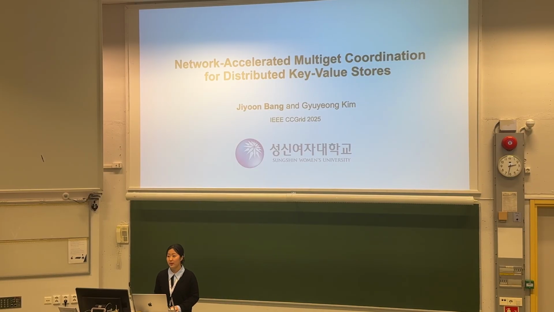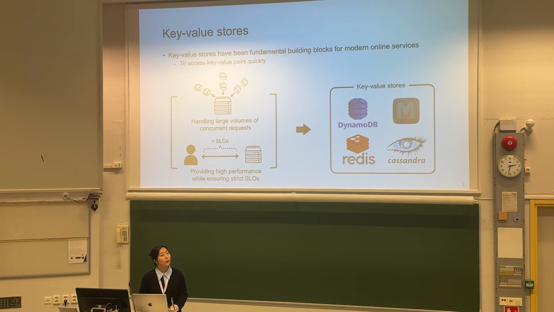Distributed key-value stores. This paper proposes NetMC, a novel multi-get coordination architecture that leverages programmable switches. Modern online services need to handle a large number of concurrent requests while meeting strict service level objectives. For example, to render a single web page, a client may need to fetch many data objects from a key-value store. Key-value stores like DynamoDB, Memcached, Redis, and Cassandra are essential building blocks of these systems because they provide fast access to key-value pairs.